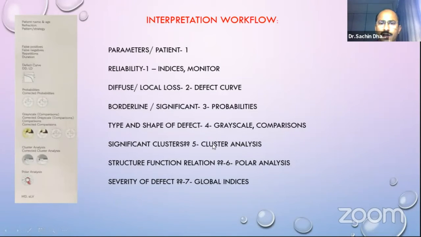Grayscale in the Humphrey again is different from the Octopus. In the Humphrey it is absolute. In the Octopus it is relative because it compares it to the normative database. You can have cluster analysis which clusters the points into groups, the mean of which is denoted in the cluster analysis. You have a polar analysis which detects the structure function correlation. We'll see it very briefly in the next few slides.